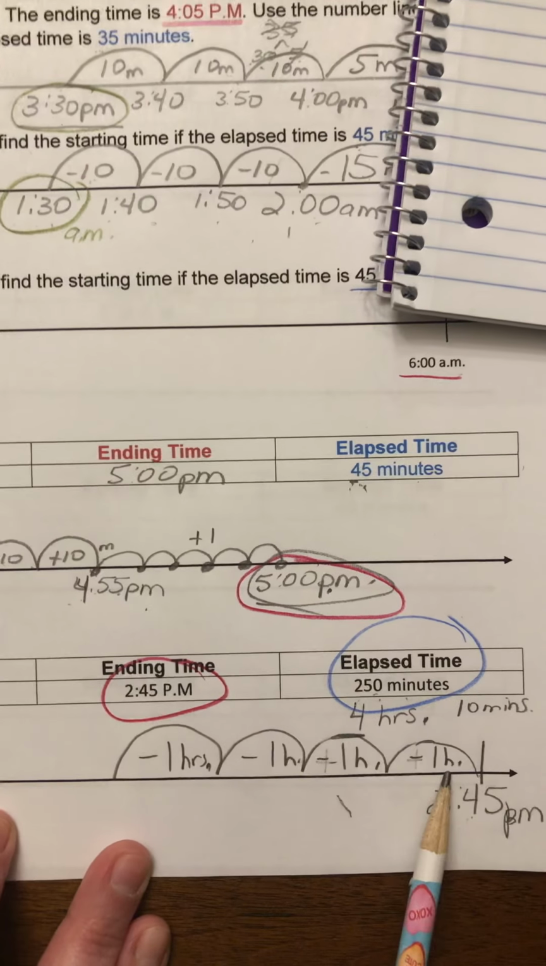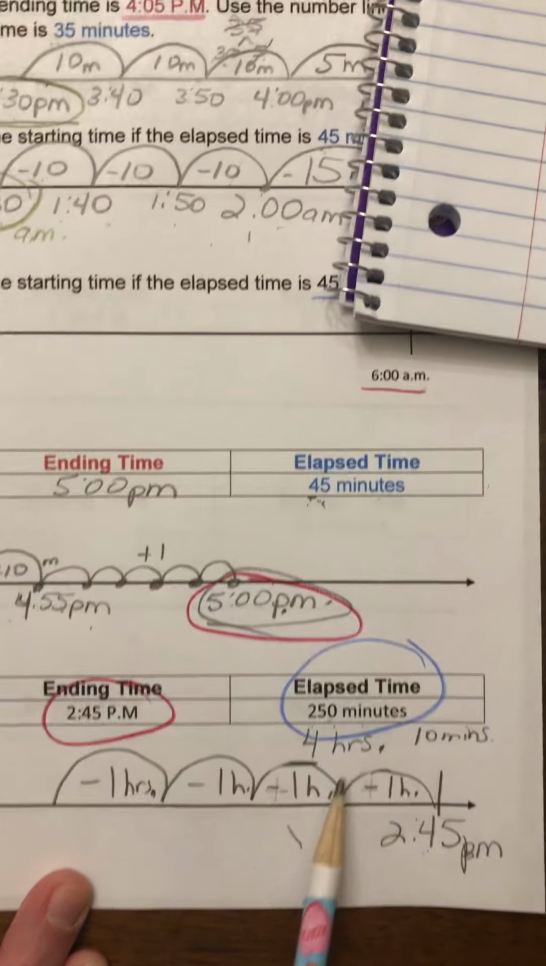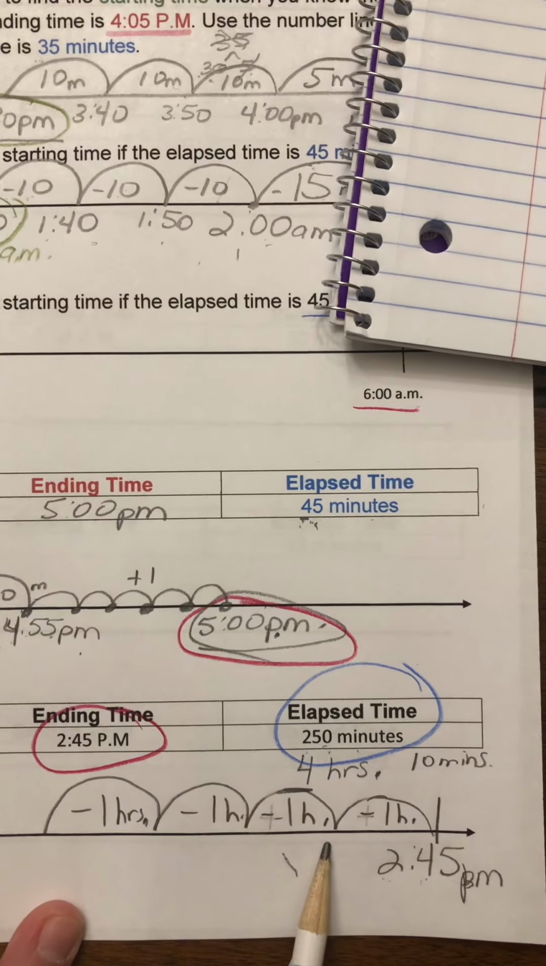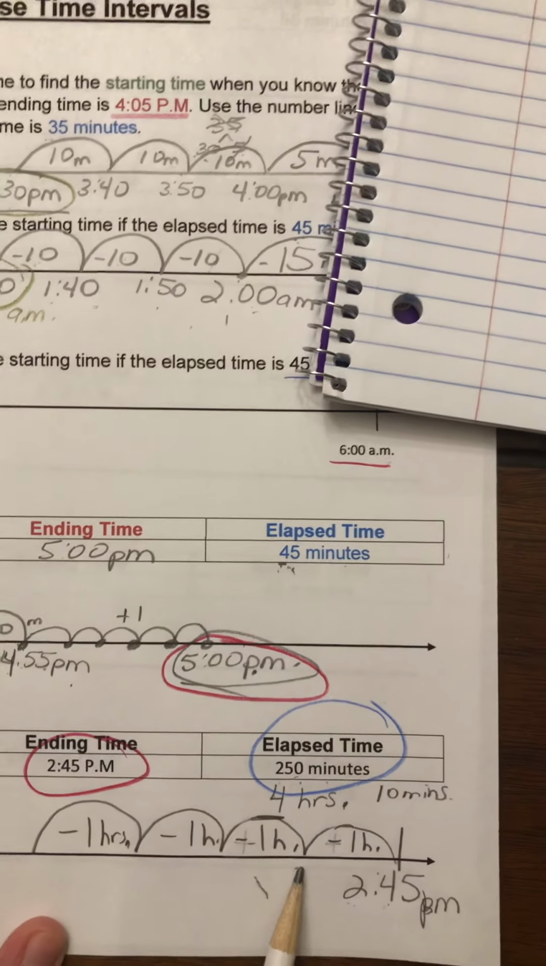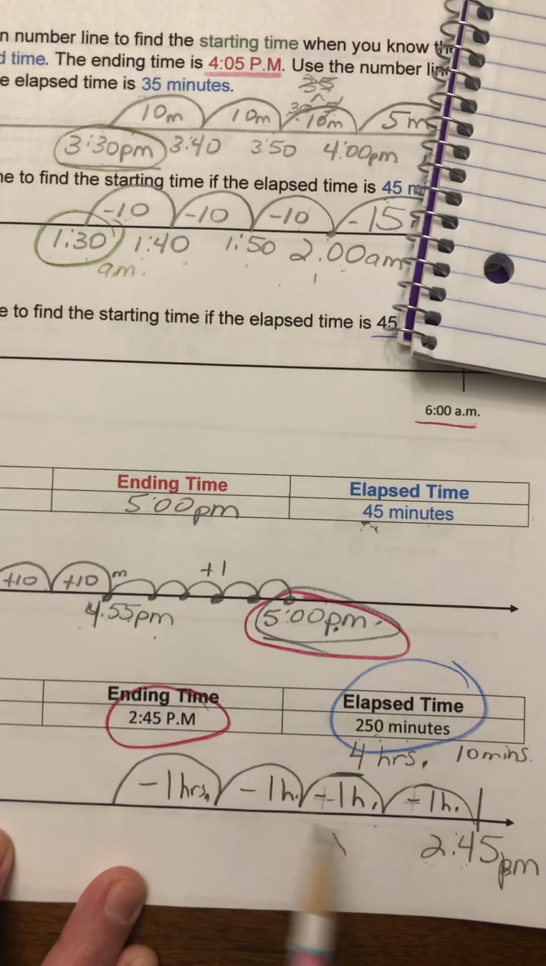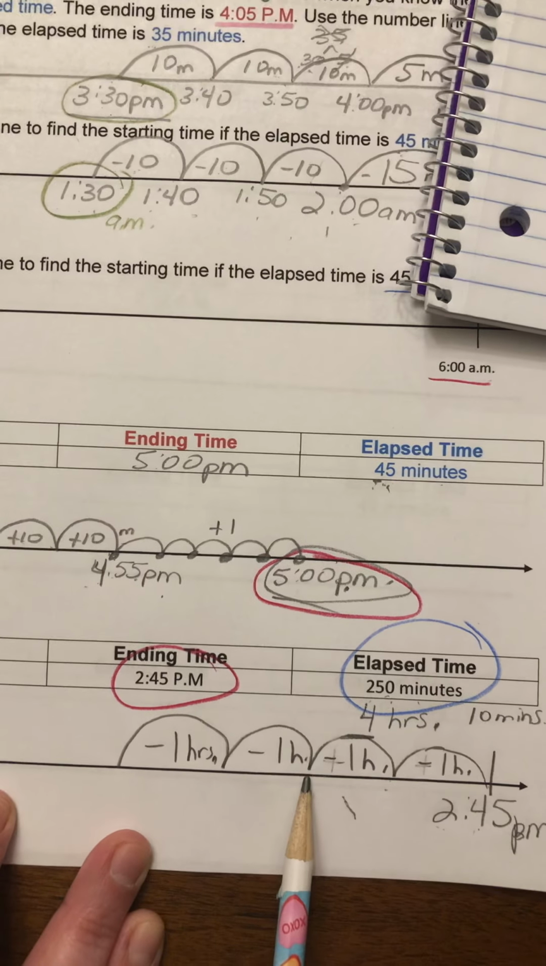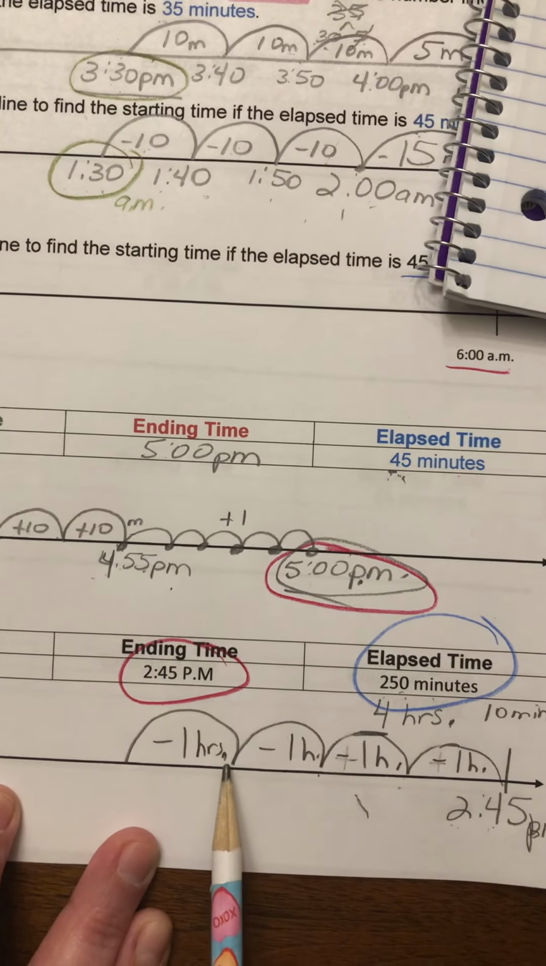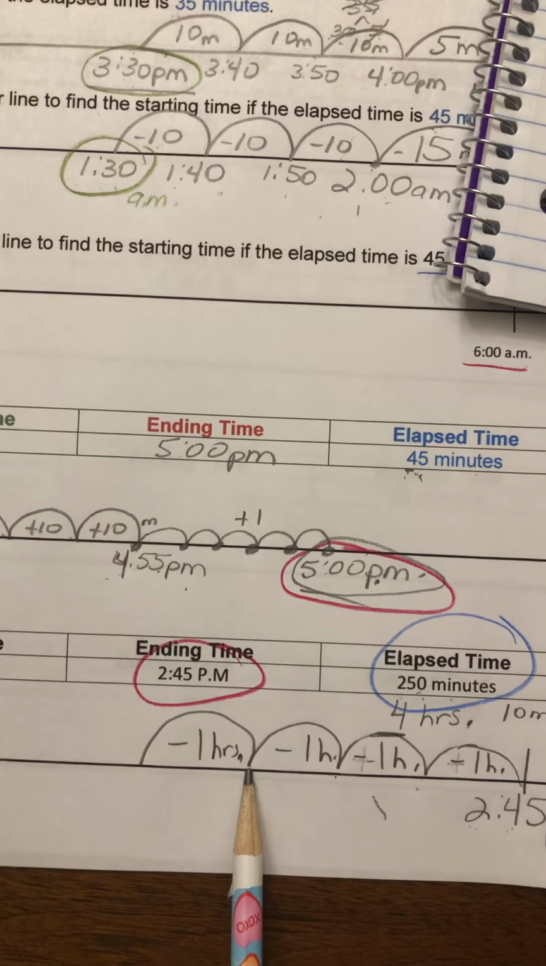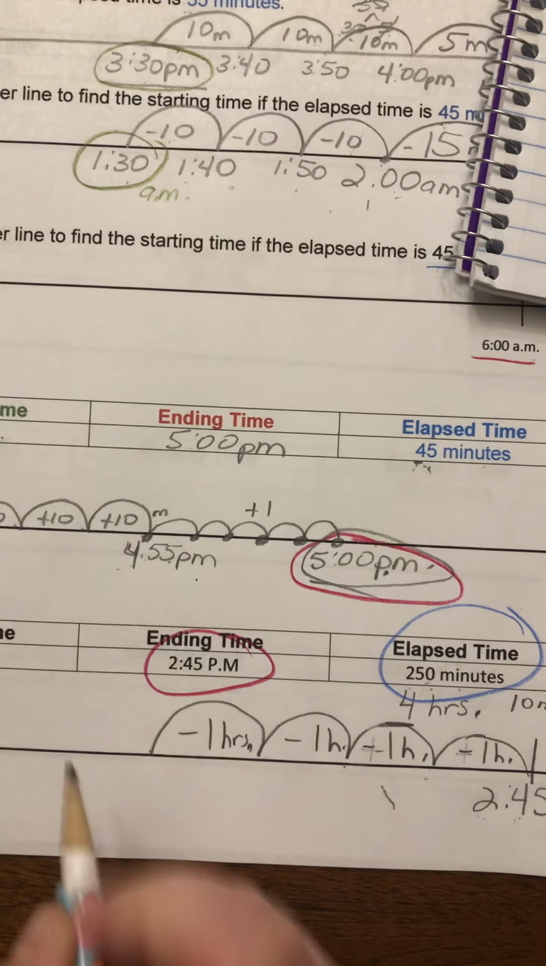So I know that if it's 2:45 and I go back in time by 1 hour, it would be 1:45. If I go back another hour, I know 1:45 would be 12:45. Another hour would be 11:45. And another hour would be 10:45.